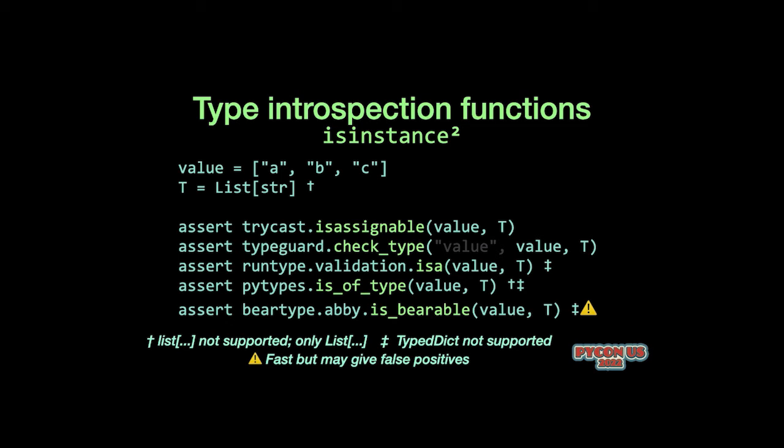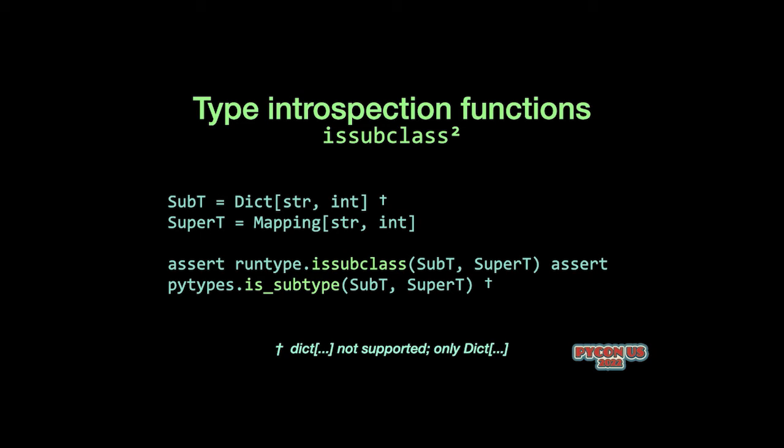So that's isinstance. Issubclass is a type: given a potential subtype and a potential supertype, is this relationship actually true? We've got two libraries that expose a version of this. RunType and PyTypes expose this, sometimes with some caveats.